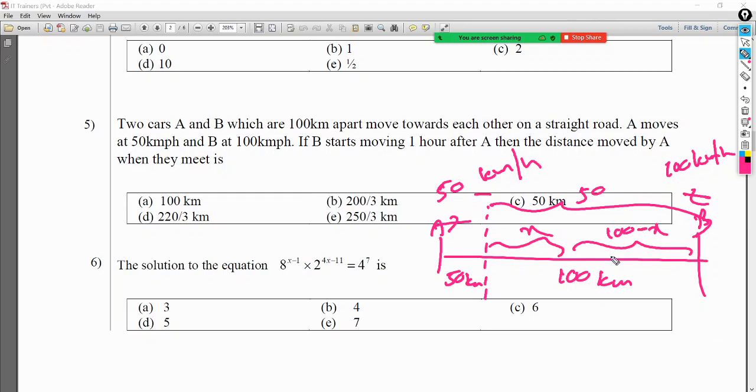Let's take time as t. How long is A going to go in t hours? Speed is distance divided by time. This is uniform speed, right? Distance divided by time. So therefore time is distance divided by speed.